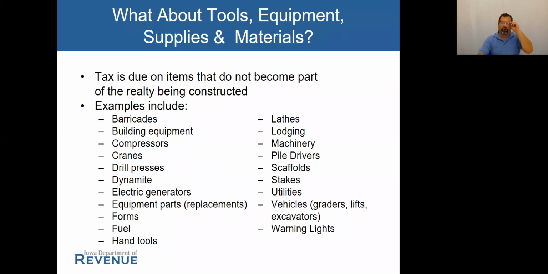So what about tools, equipment, supplies, and other materials, not building materials? Contractors must pay tax at the time they're purchased on a variety of things. There's a list right here on this slide, examples. I'm not going to read all these to you. They do not become part of the structure, so the contractor would owe tax when these are purchased.